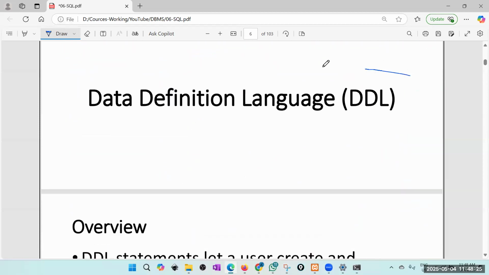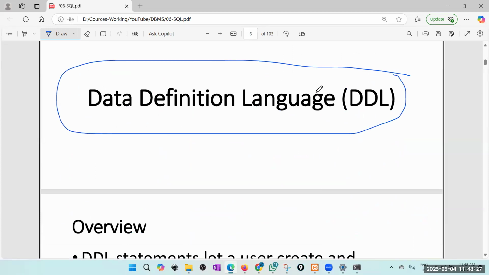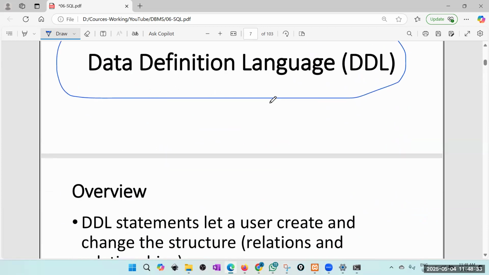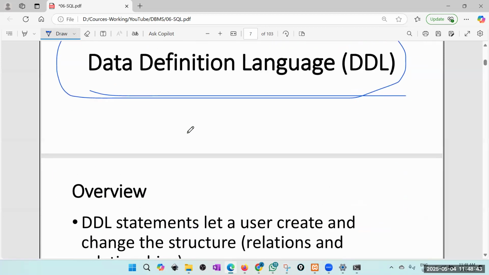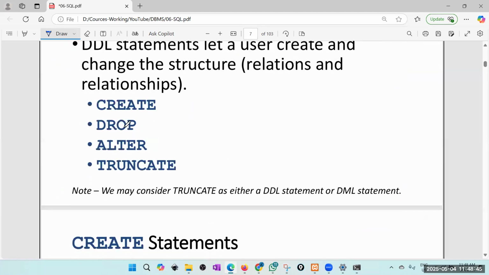Right. So we'll start with DDL statements, simply because without creating some tables and so on, we don't have anything to play with. So therefore, naturally, we will start with DDL statements. That is create, alter, drop, truncate. So some people consider truncate as a DML also, but most of the books classify it as a DDL. Okay.